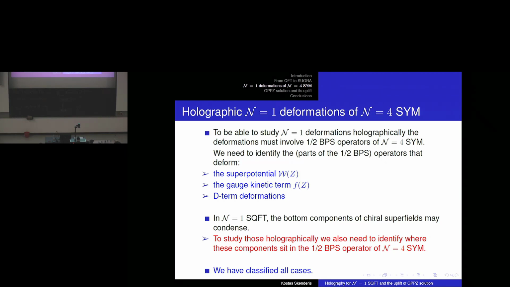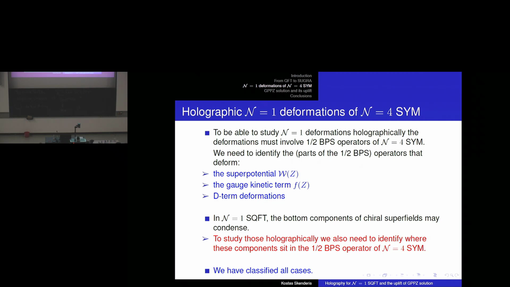Now, if one has an N=1 superconformal theory, in general the bottom components of chiral superfields may also condense. And of course, this is information that we would like to extract holographically as well. So we need to identify which of these bottom components sit in half BPS operators of N=4 Yang-Mills.